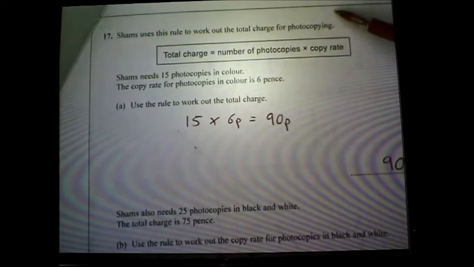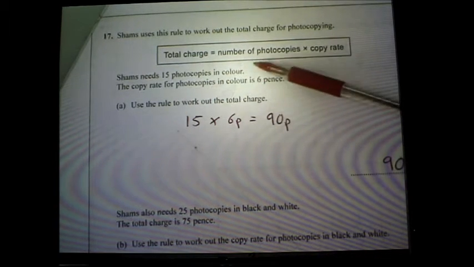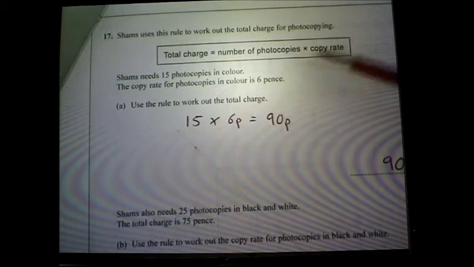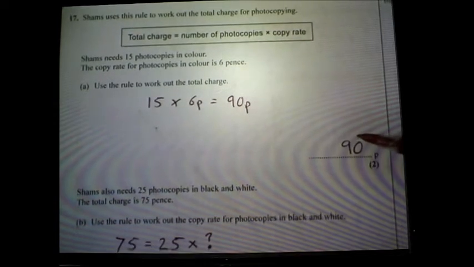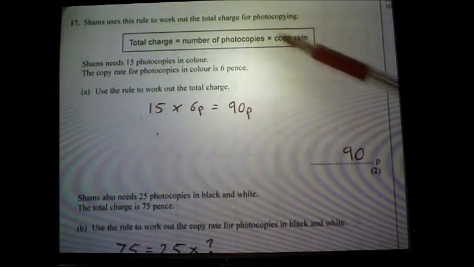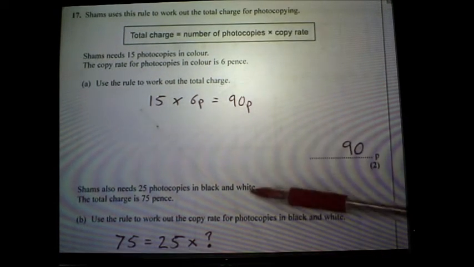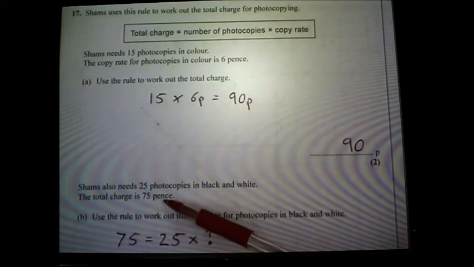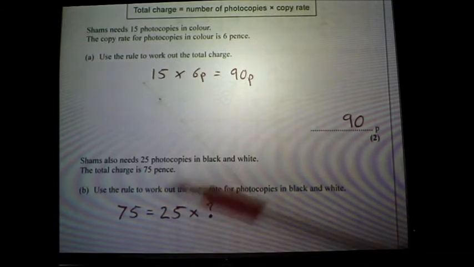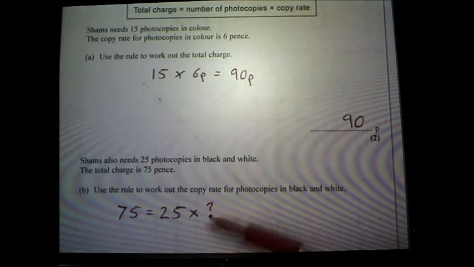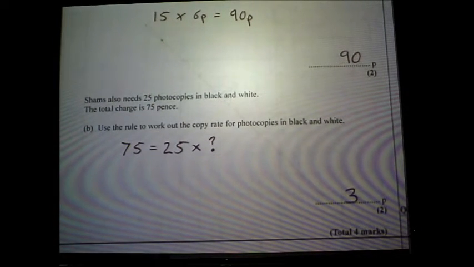The photocopying, there's a little rule here they put in a box. She needs 15 photocopies, so number of photocopies is 15, and a copy rate of 6p. So the total charge is 15 times 6p, which is 90p. The next one, that's for colour photocopying. The one below you need to work out the rate per copy for black and white photocopying. It says here the total charge is 75p. It says here we make 25 copies, so you're left with the equation 25 times what is 75, and you probably work it out, 25 times 3 is 75, so that's 3p.